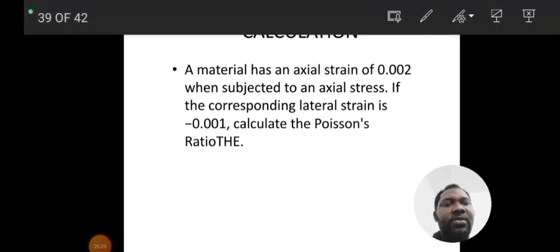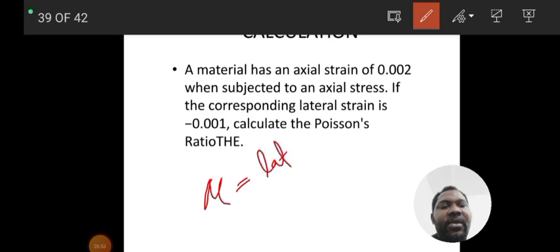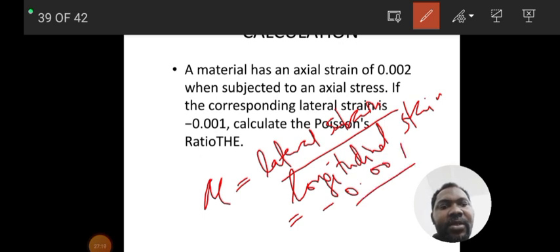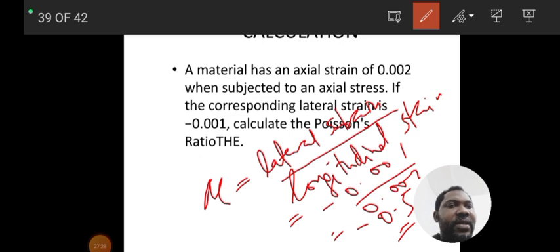Now look at this calculation quickly. It says a material has an axial strain of 0.002 when subjected to an axial stress. If the corresponding lateral strain is -0.001, calculate the Poisson ratio. Okay, we already know that Poisson ratio is equal to the lateral strain all over the longitudinal strain. The lateral strain there, based on the question, is -0.001. The longitudinal strain is 0.002. So this will give us -0.5. Okay, so that is the answer to that question.